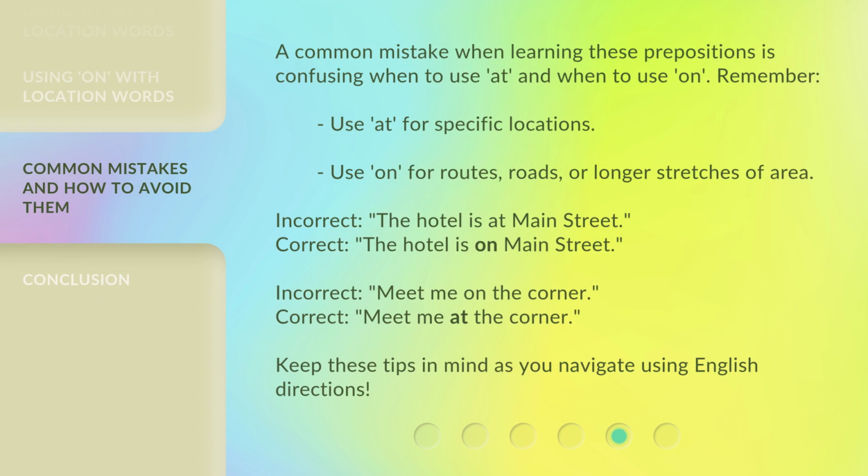A common mistake when learning these prepositions is confusing when to use at and when to use on. Remember, use at for specific locations. Use on for routes, roads, or longer stretches of area. Incorrect: the hotel is at Main Street. Correct: the hotel is on Main Street. Incorrect: meet me on the corner. Correct: meet me at the corner. Keep these tips in mind as you navigate using English directions.